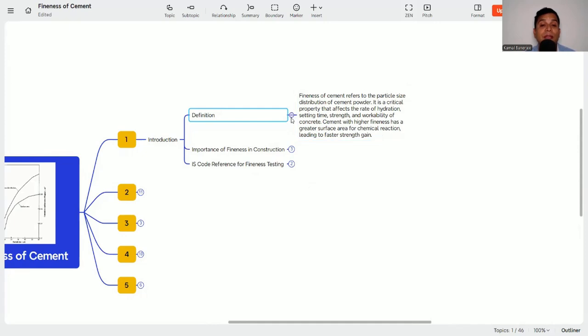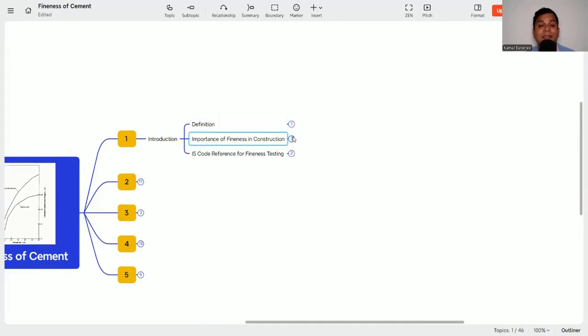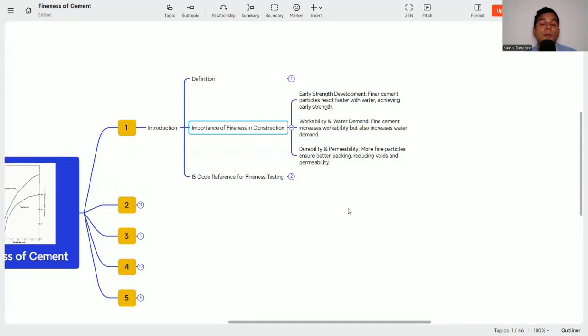Then why it is important, that I already discussed, but still: early strength development. Finer cement particles react faster with water, achieving early strength. So if you need early strength, you need to find the cement which has more specific area or more fineness. If the fineness is more, the early strength gain will be more, because the rate of hydration will be more in case of finer particles inside the cement.